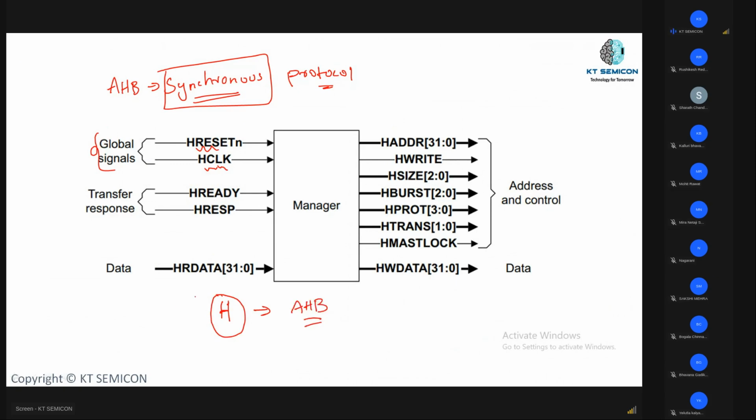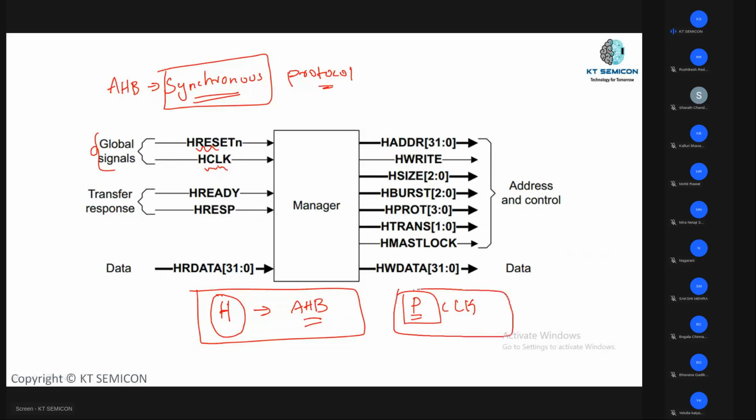So here the letter H indicates that it is of AHB protocol, and in APB protocol you will have the signals represented with P, like P clock and P enable. So in AHB protocol you have the signals H, and in APB protocol you have the signals P. Keep this in mind. Everywhere in the AHB protocol specification, you will have signals denoted with the letter H in the starting position. Coming to H clock and H reset n, it is an active low signal.